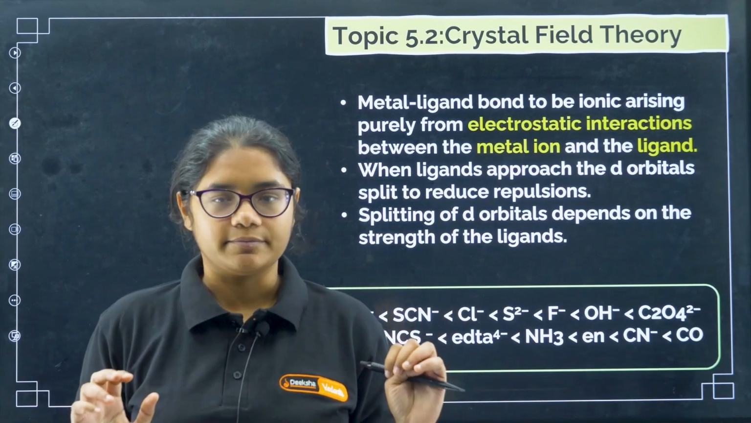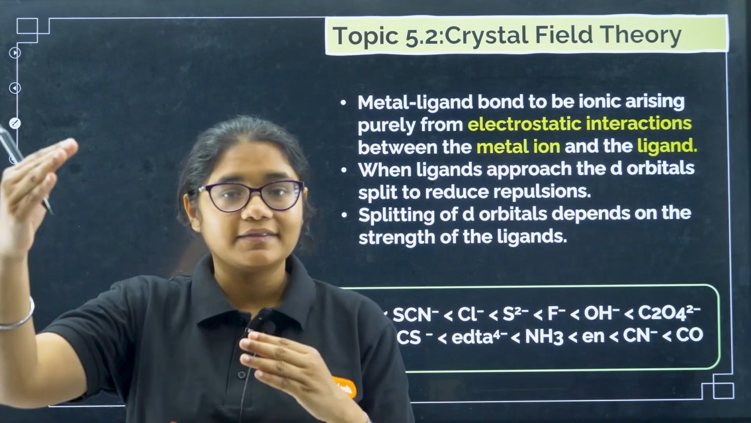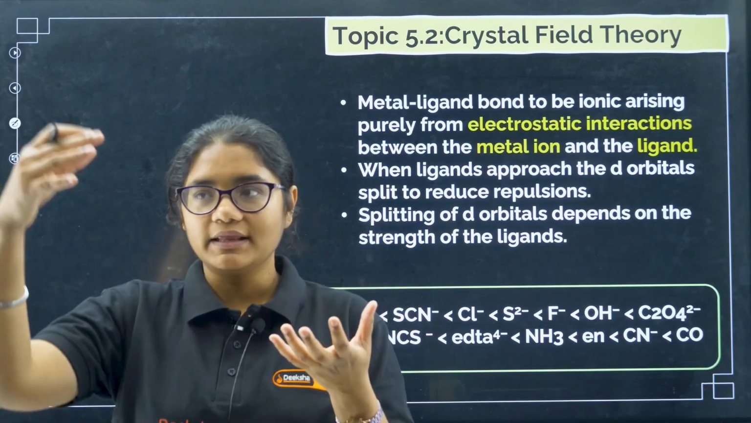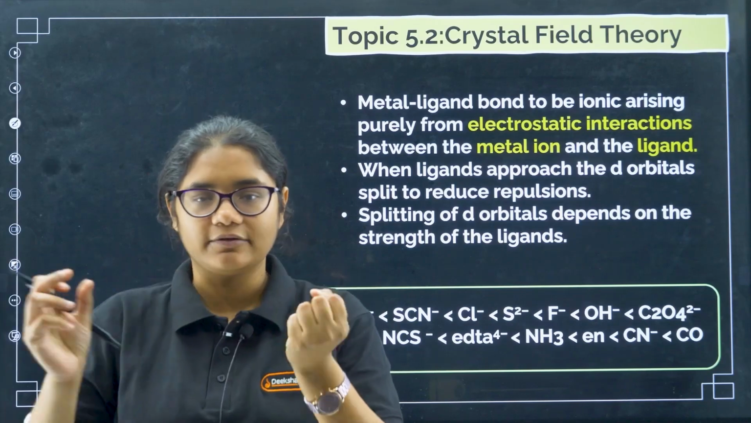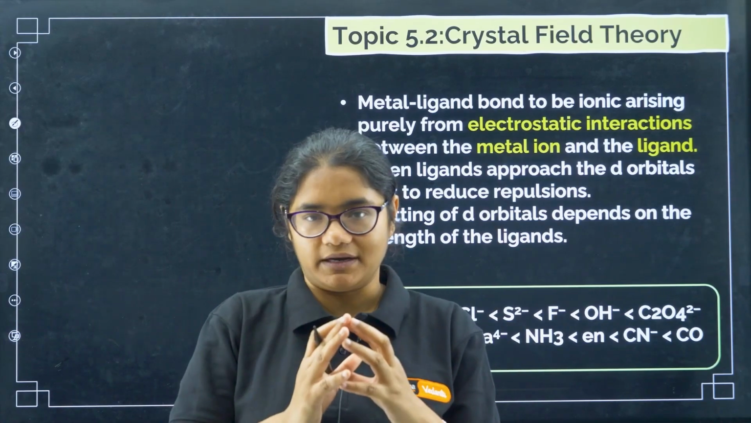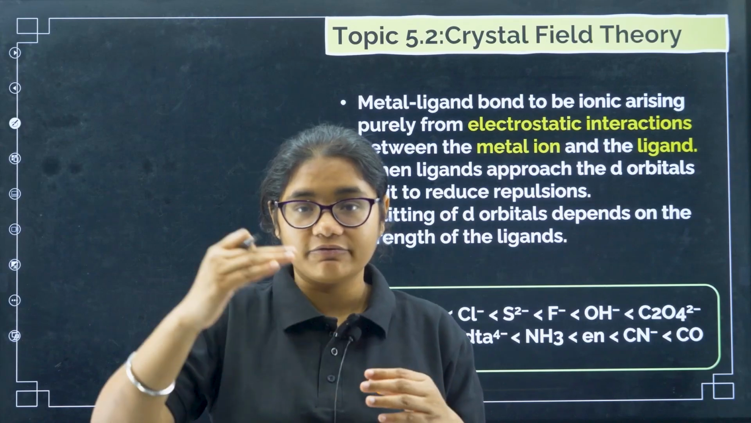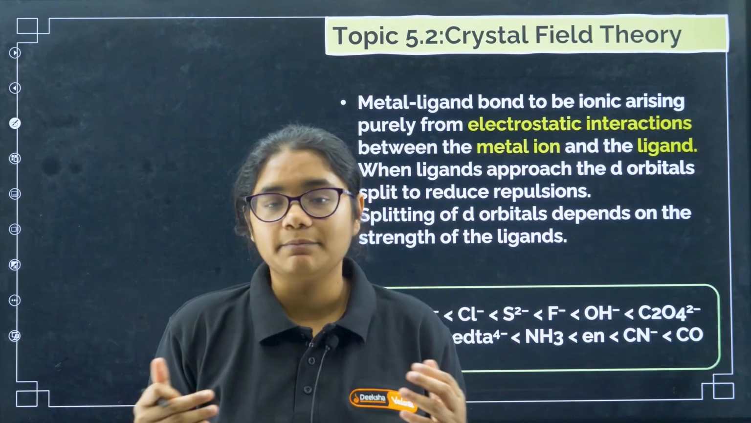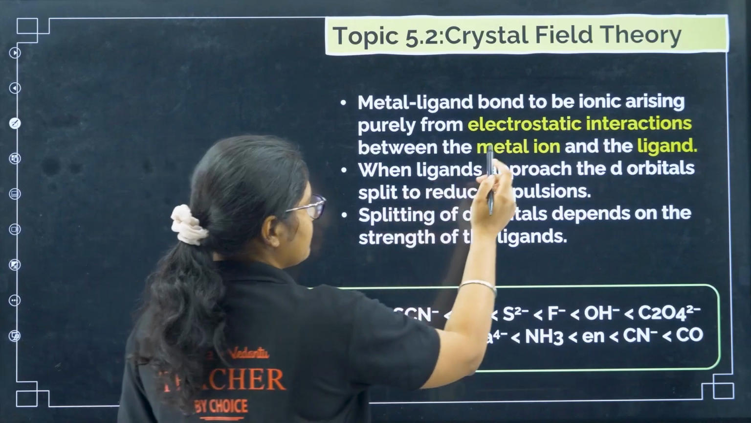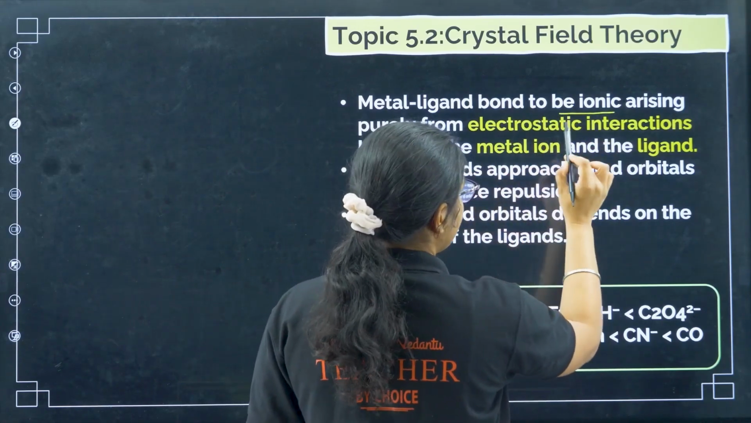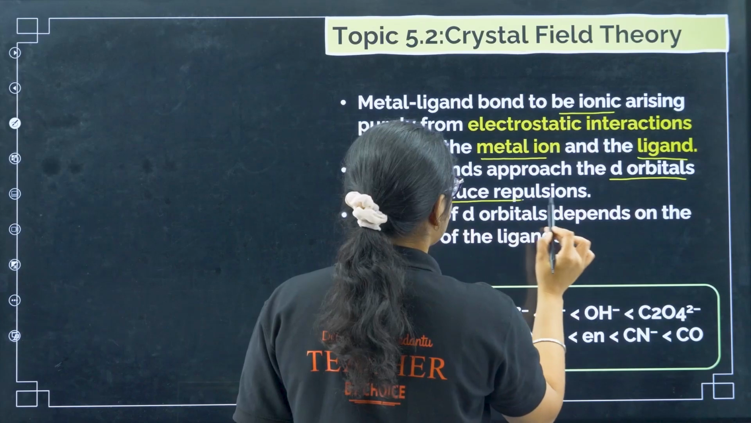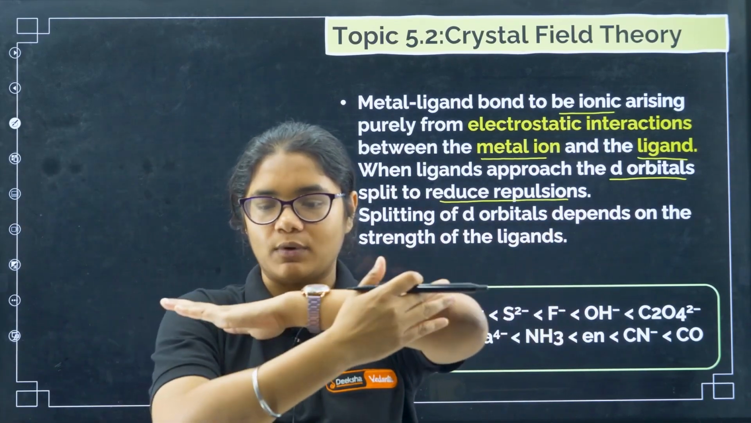Crystal field theory is a completely different concept. Crystal field theory says that the metal and ligand bond is completely ionic in nature. It is not a coordinate bond, it is an ionic bond. What happens when the ligand approaches a metal? The d orbitals of the metal are involved. Whenever a ligand approaches a metal, the d electrons present in the metal face repulsion from the ligand electrons. When they face repulsion, the d orbitals split. That is crystal field splitting. So the metal-ligand bond is considered to be ionic, arising purely from the electrostatic interactions between the metal ion and the ligand. When the ligand approaches, the d orbitals split due to repulsion. The 5 d orbitals present in one level will split.